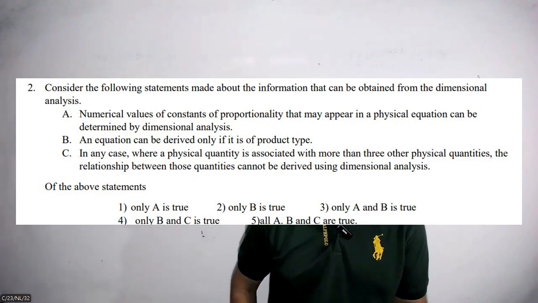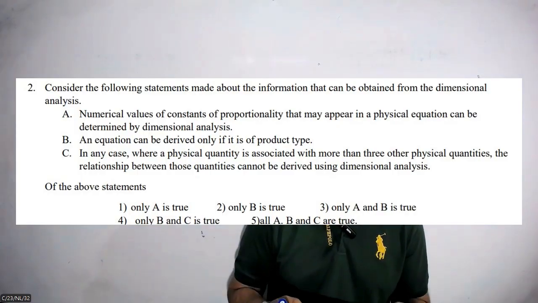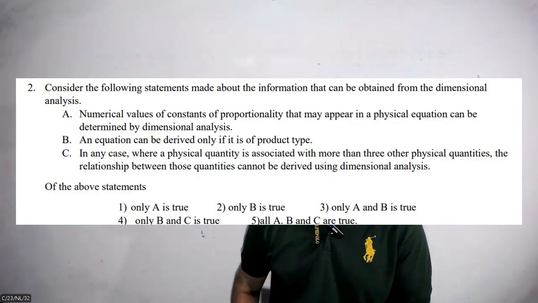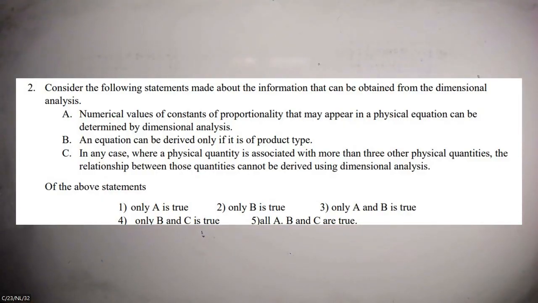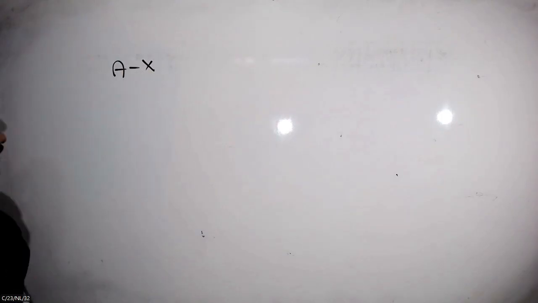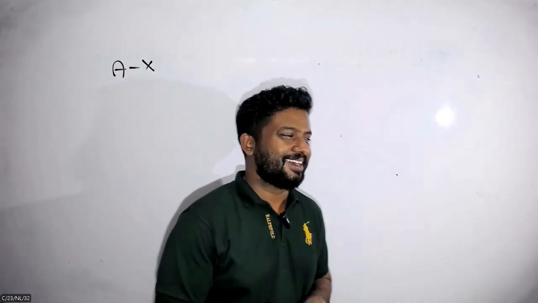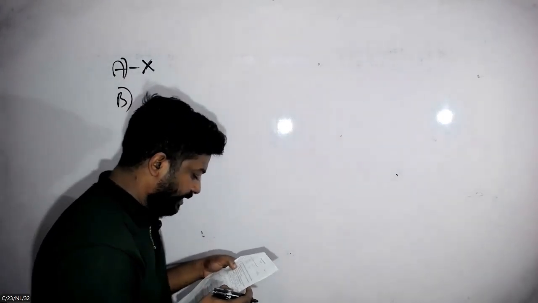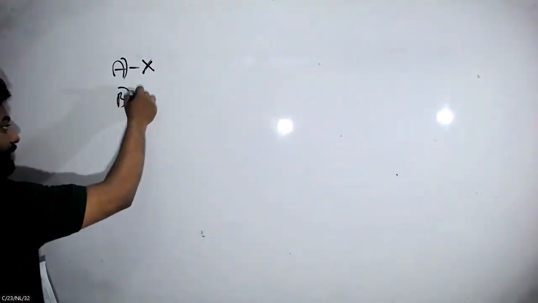Consider the following statements made about the information that can be obtained from dimensional analysis. Read the first statement. Numerical values of constants of proportionality that may appear in a physical equation can be determined by dimensional analysis. Puthe, this one is an incorrect statement. Why? You cannot obtain numerical values by using dimensional analysis. Right, Puthe? An equation can be derived only if it is product type. Yeah, it should be a product type.